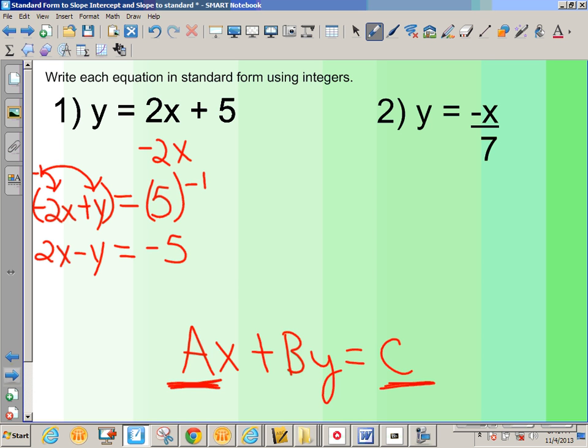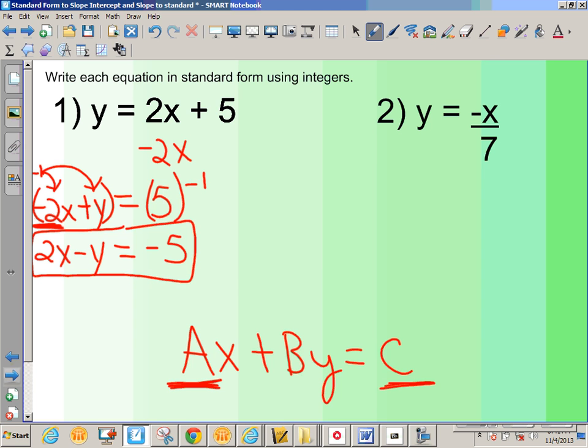So the only time you have to multiply by a -1 is when your A term is negative, or less than 0. So here's our final answer. Now it's in the standard form. We will use standard form when we're graphing x and y intercepts. Number 2, y is equal to -x over 7.